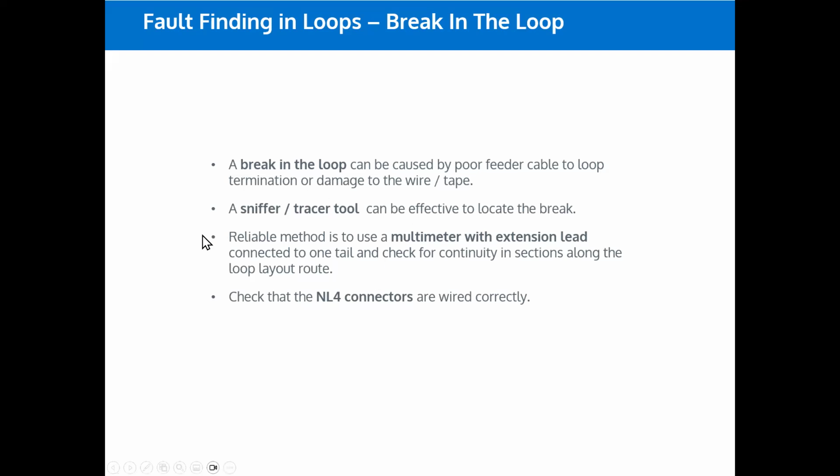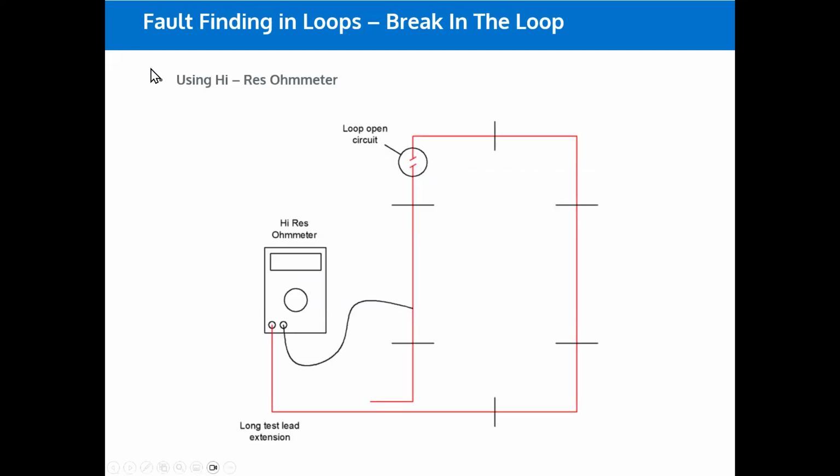If it is an actual cut in the loop itself, then you can use the sniffer tracer tool, which is a quick, easy way of checking the loop. Or a more reliable method, if the sniffer doesn't work, is to use the high resolution multimeter with an extension lead. So let's look at an example where we're using the high resolution ohmmeter.